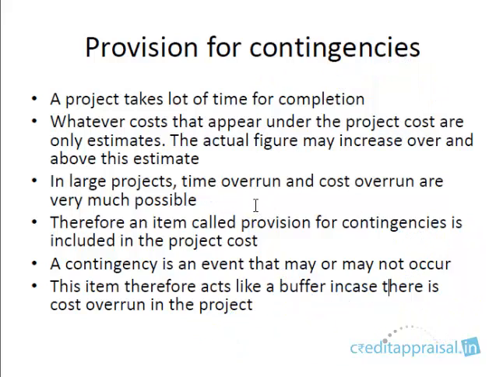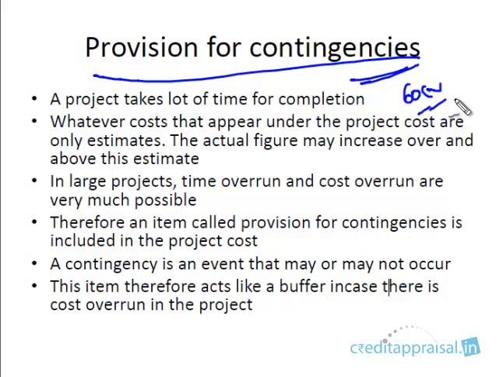So what is usually done in project cost is there will be a separate item called provision for contingencies. They'll be including this in the project cost. And again, this is not usually financed by the bankers. Usually 100% margin is stipulated. And now you have to understand that this might happen or might not happen.